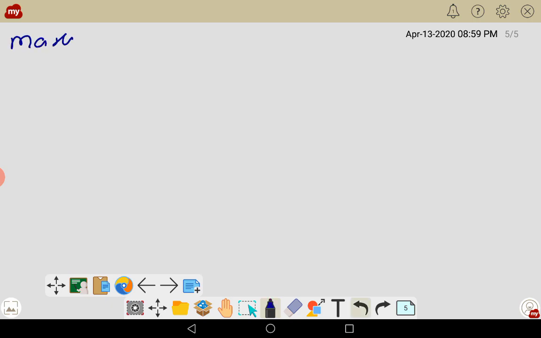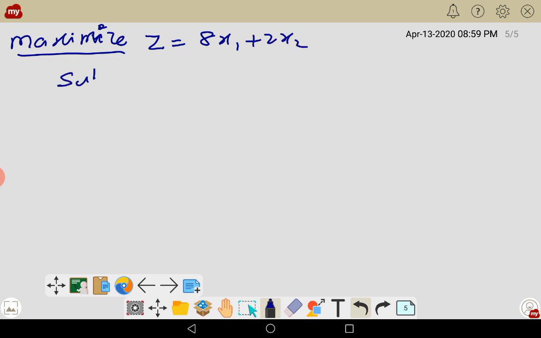Your syllabus involves only maximize problems. But in linear programming there are different varieties: minimization, greater than or equal constraints, bounded solutions. But our syllabus deals with simple LPPs to maximize. Maximize z is equal to 8x1 plus 2x2 subject to the conditions.